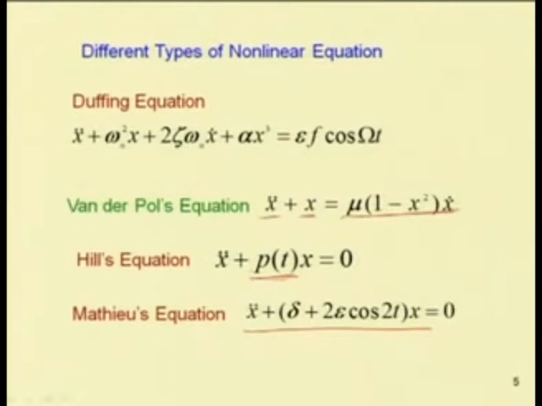And in case p(t) equals delta plus 2 epsilon cos 2t, that is we are taking a periodic function with 2t and this delta is a small parameter, then this equation is reduced to that of a Mathieu equation. So, both these equations are for parametrically excited systems.